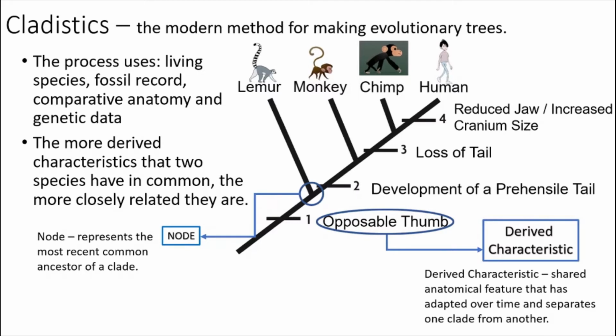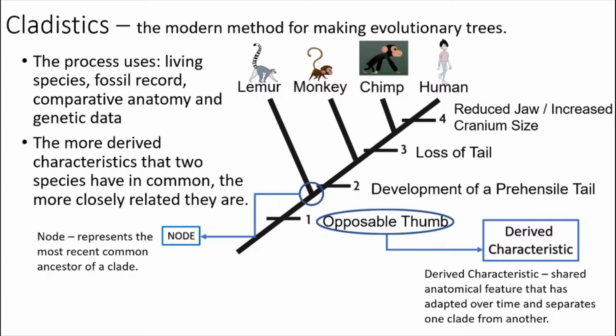In this case, we look at number 2, the development of a prehensile tail. Now, lemurs do not have a prehensile tail. Monkeys, however, do. A prehensile tail is a tail that almost acts like a fifth hand. It allows them to actually grasp and hold on to things so that they don't fall out of trees or they don't lose their balance so easily.